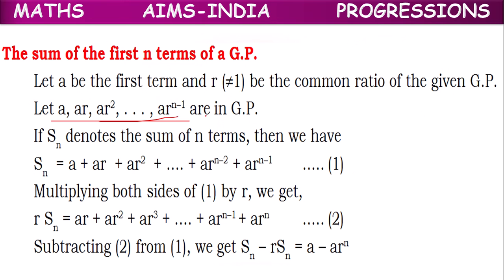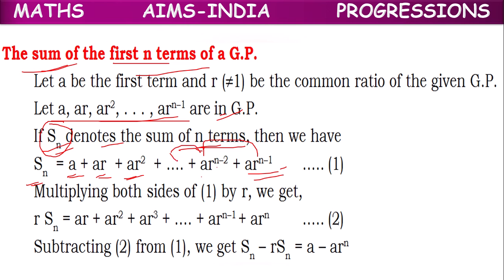So if this is the GP, then sum of first n terms is denoted by the symbol Sn. Sn denotes sum of n terms. Sn equal to a plus ar plus ar square up to ar power n minus 1. Before that, ar power n minus 2. Before that, ar power n minus 3. Like that we can take.